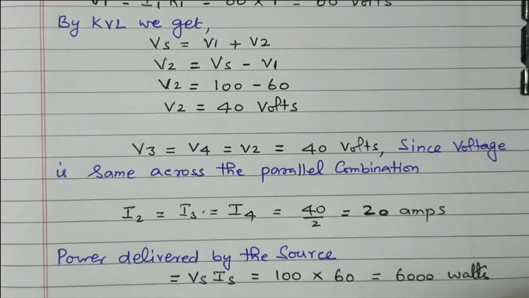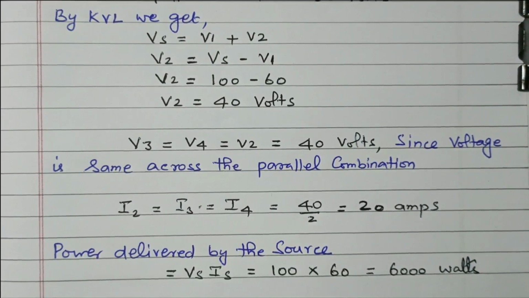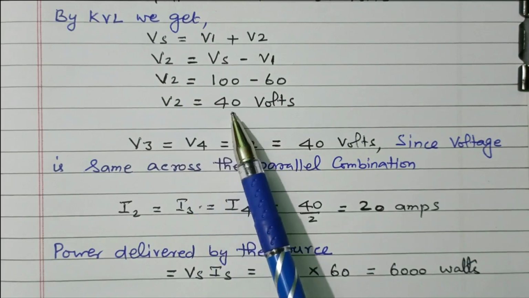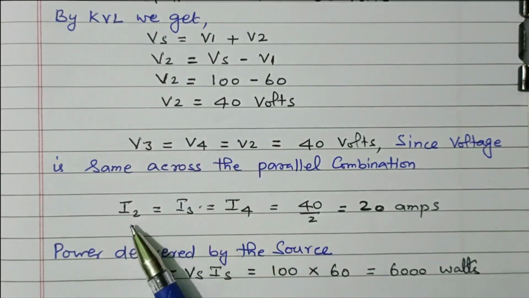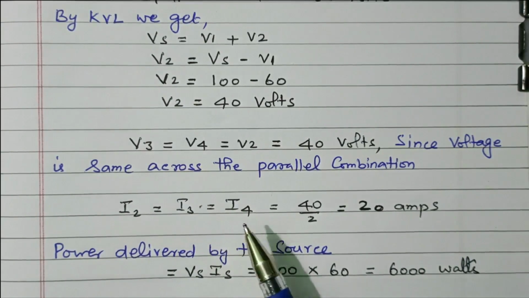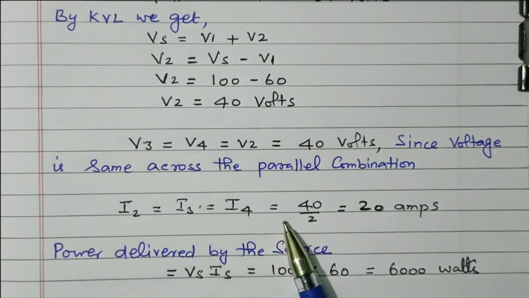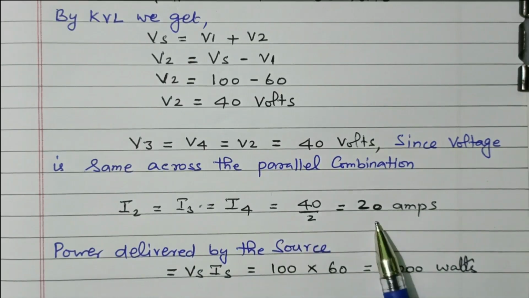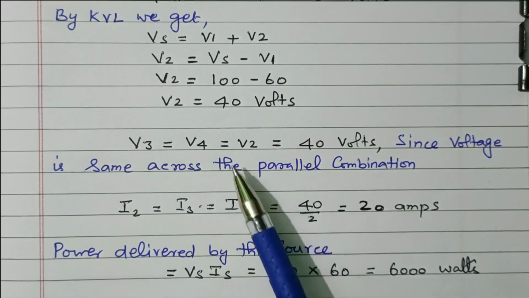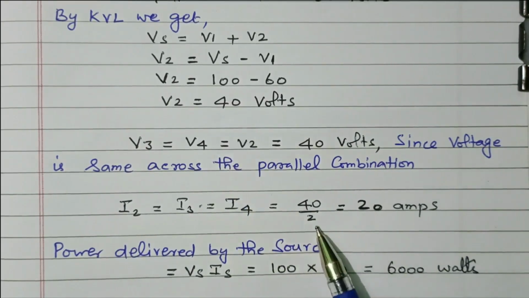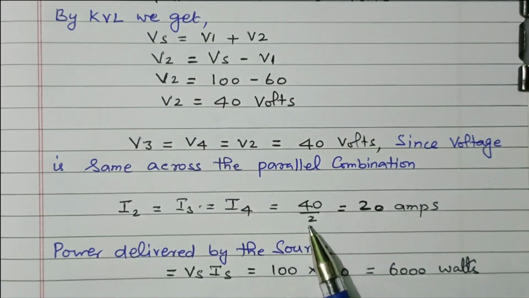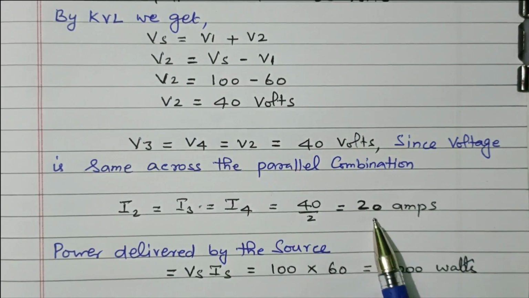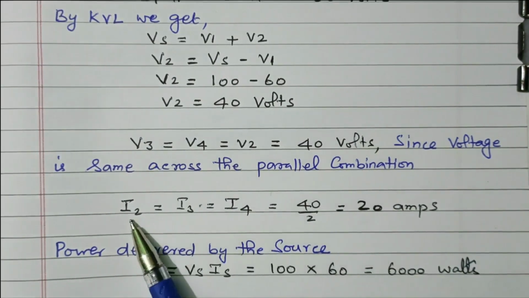Right? So now we calculated V1, V2 as well as V3, V4. V1 is 60 volts. V2, V3, V4 is 40 volts. Then I2, I3, I4 are also equal. The 40 volts is available across R2, divided by the resistor value of 2. I equal to V by R. V is 40 volts, R is 2. So 20 amperes. The 20 amperes is flowing through each and every resistor.